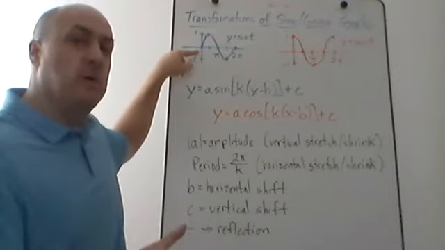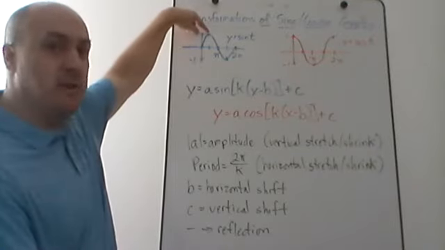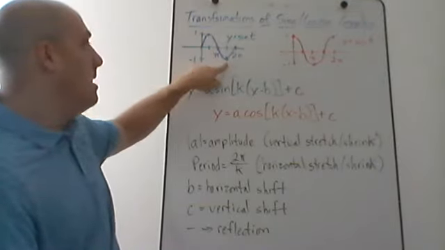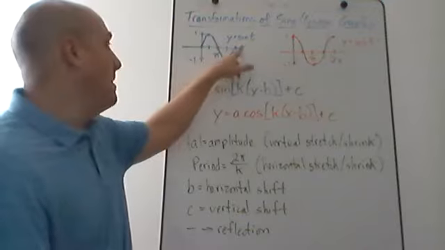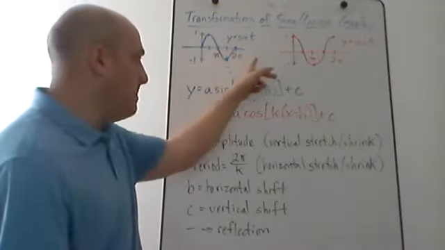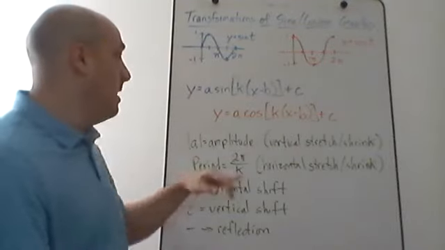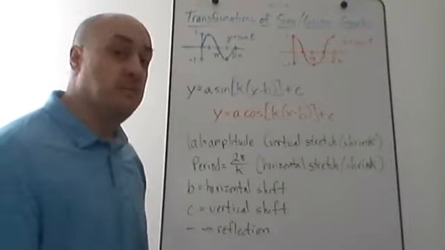But for one period, it starts at the origin, then goes up to a maximum height of 1, back down to 0, down to a minimum height of -1, and then back to 0 for the end of the period at 2 pi. And then it just repeats that behavior over and over again, and it does the same in the other direction as well. So that's the graph of one period of the sine function.